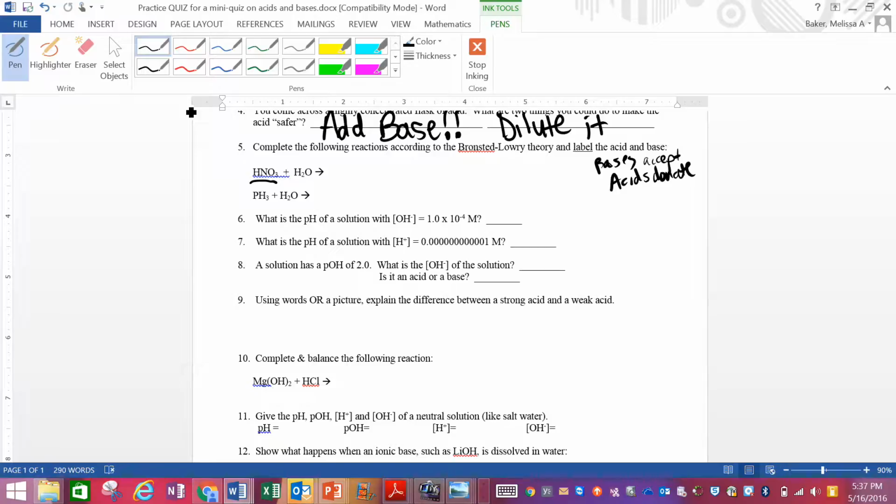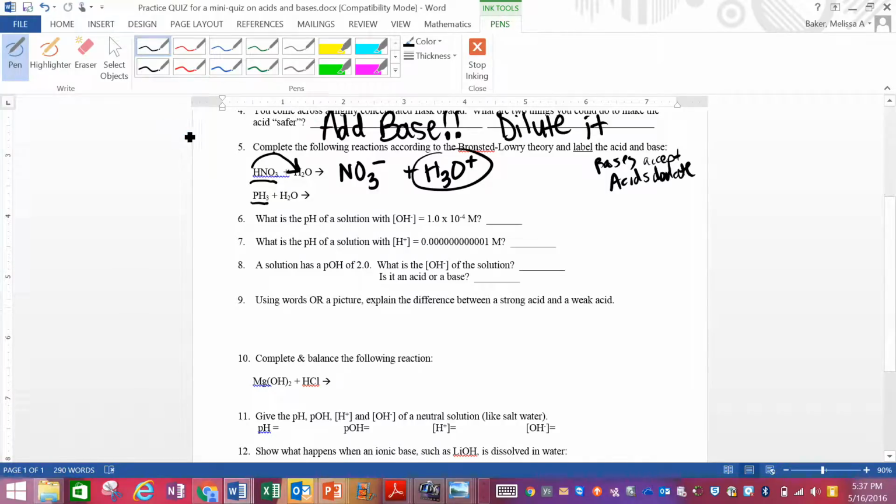So HNO3, that's an acid because it starts with an H. So it's going to donate a hydrogen to H2O. So this is going to be NO3, and it gets a negative charge because it lost a hydrogen. And now it's going to be H3O+. And that should scream to you acidic solution.